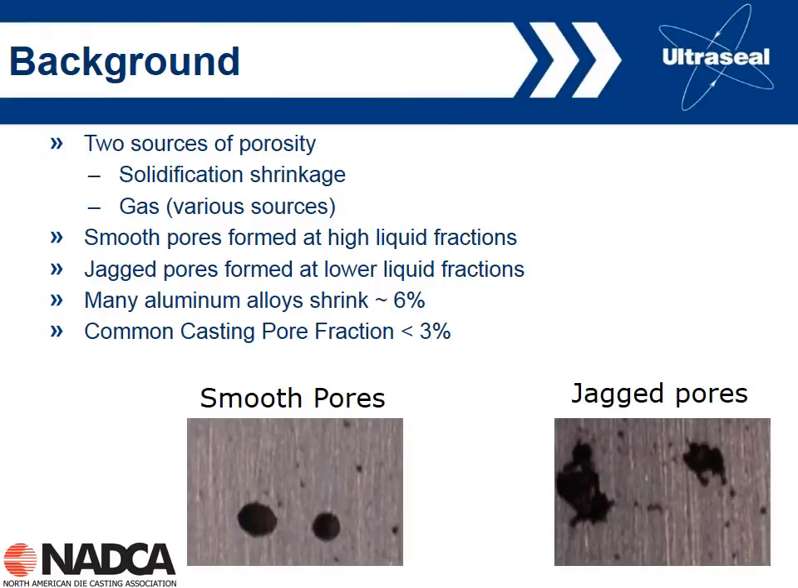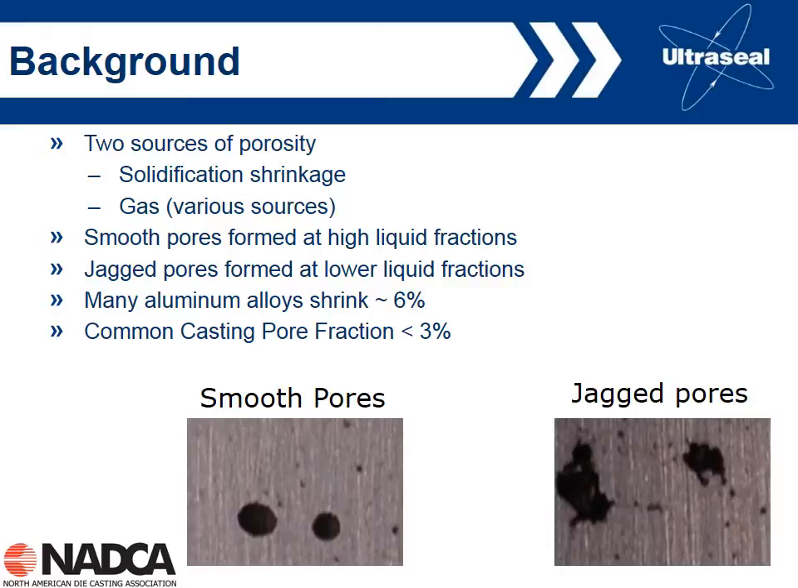Basically, as I said before, we have two sources of porosity: solidification shrinkage and gas. Typically people have said that if we get smooth round pores, such as the one shown here on the left, that's probably a gas pore. If we get jagged pores, such as the one shown on the right, that's probably a shrinkage pore. In some ways that makes sense, but in reality it's actually a little bit more complicated than that.